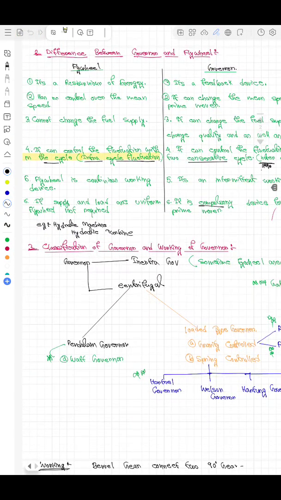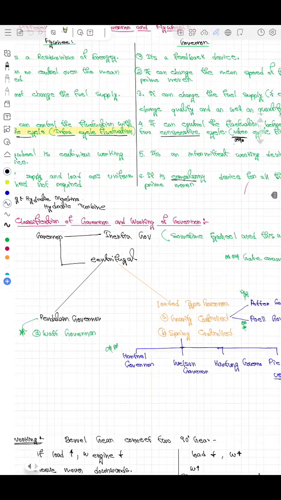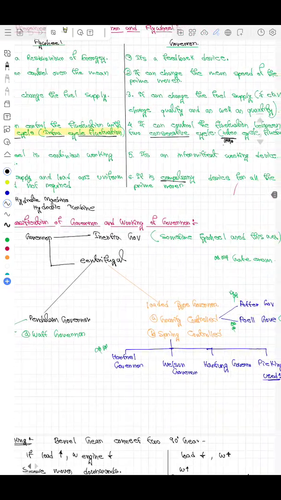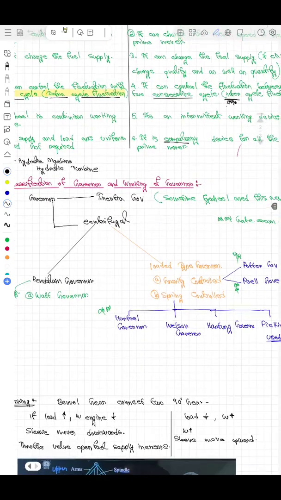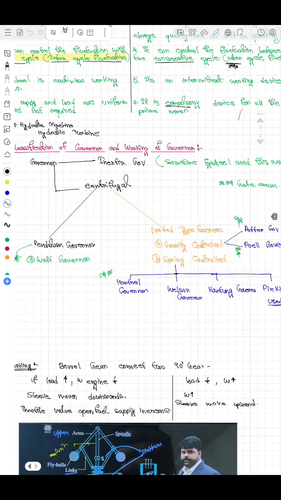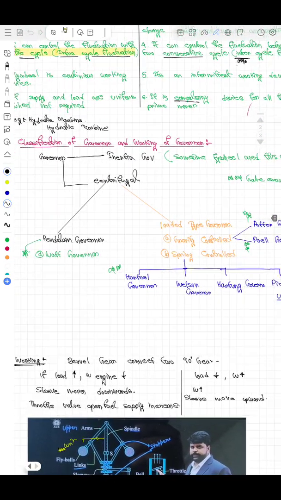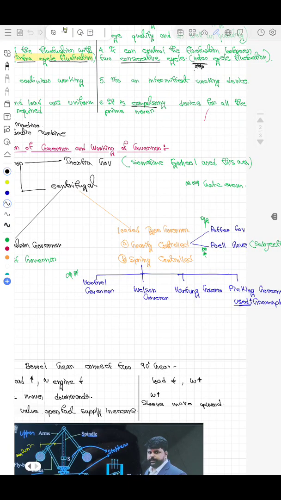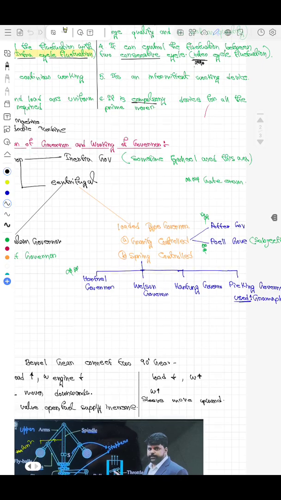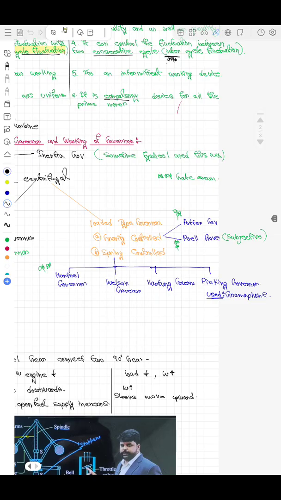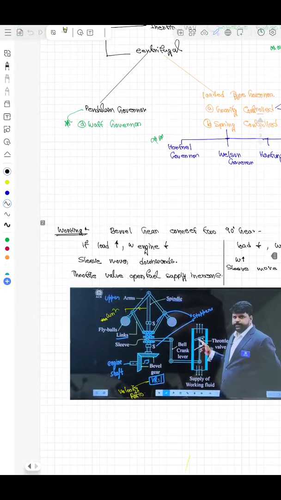It's simple. In the classification of governors, we can see there is the inertia governor, and sometimes the flywheel can also be used there. There is the centrifugal governor and the pendulum governor, which is the Watt governor we have seen. And there is the loaded type governor, with gravity control and spring control. In gravity control, there are the Porter governor and the Proell governor. In spring control, there are the Hartnell governor, Wilson-Hartnell governor, Hartung governor, and the Pickering governor, which is used in the gramophone.